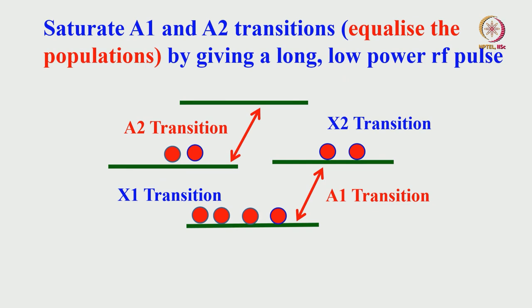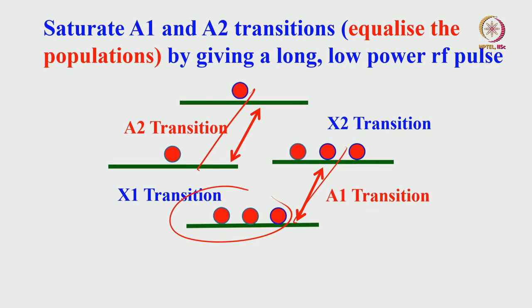What do you mean by saturation? Making the populations of both the states equal. I will saturate transition A1 and A2. What will I do? This was the equilibrium population, right? 4, 2, 2, 0. When I make sure that it is saturated, now these two become equal, these two become equal. This is what happens. I have saturated both A transitions.